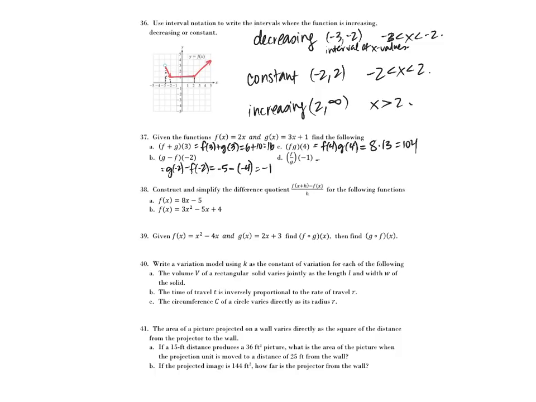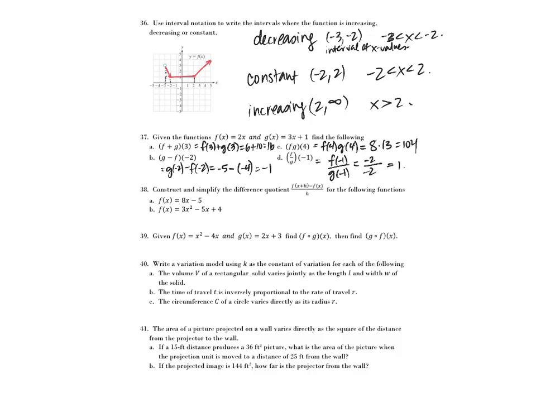And the next one, f divided by g of negative 1. So f of negative 1 divided by g of negative 1. So if I plug negative 1 into f, I'll get 2 times negative 1, which is negative 2. And if I plug negative 1 into g, I get 3 times negative 1. That's negative 3 plus 1 is negative 2. So negative 2 divided by negative 2 is 1.